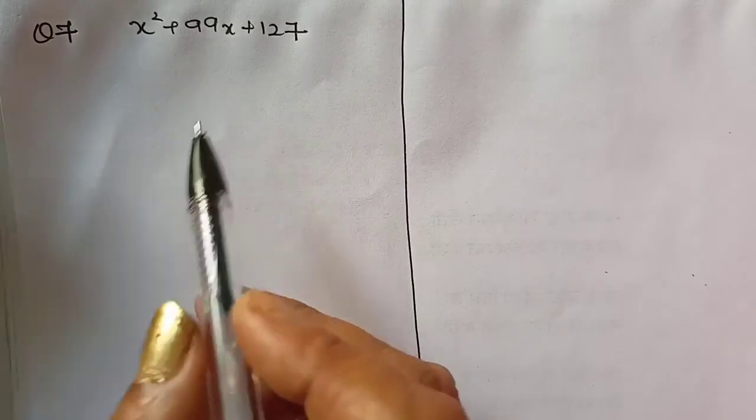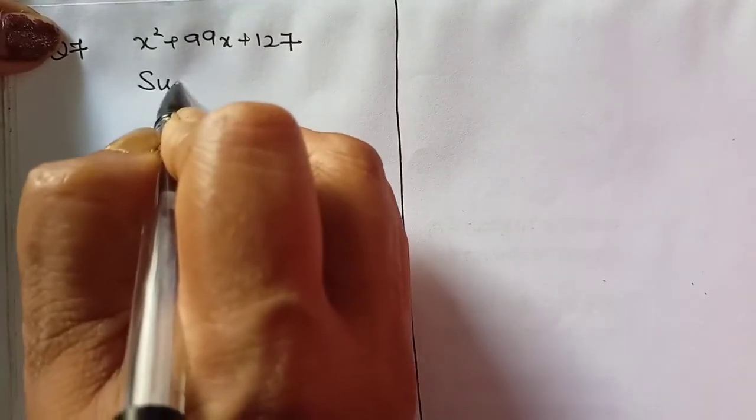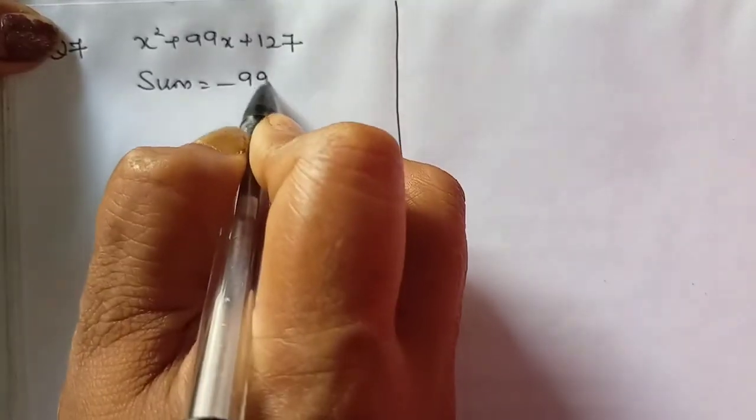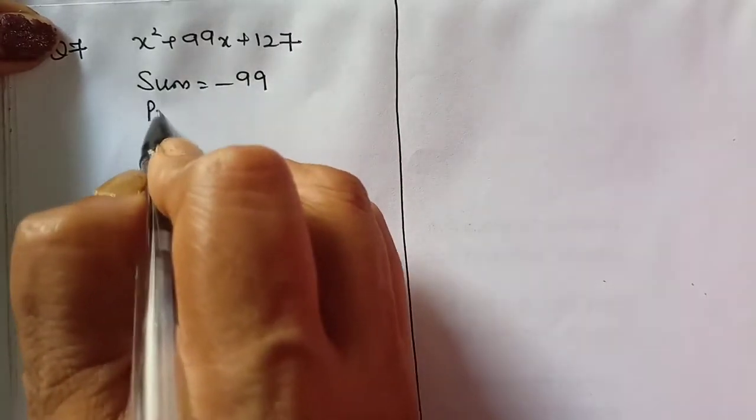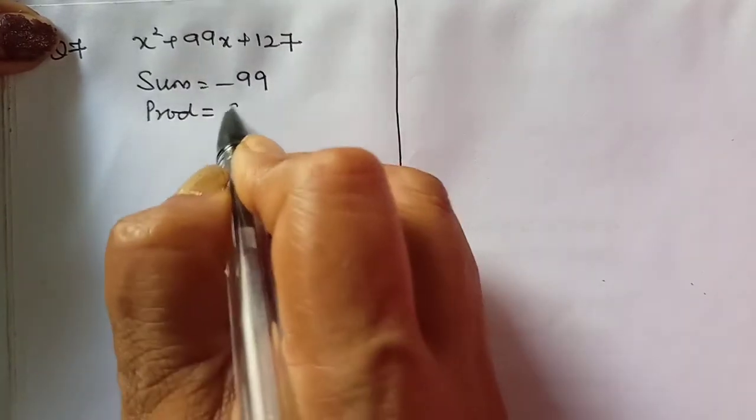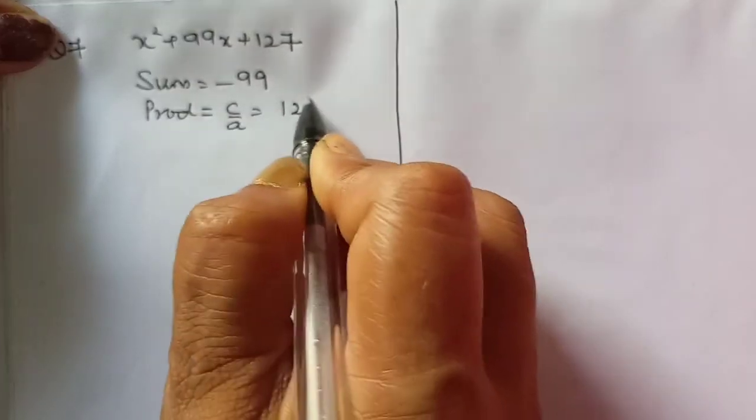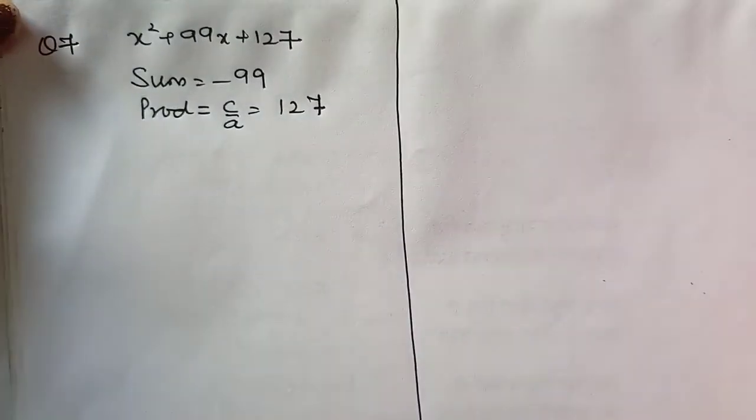Okay. So let us see what is the sum of zeros. Formula for sum of the zeros is minus b over a, which is minus 99. What is the product of the zeros? Formula for product of the zeros is c over a, which gives me 127 over 1, that is 127.